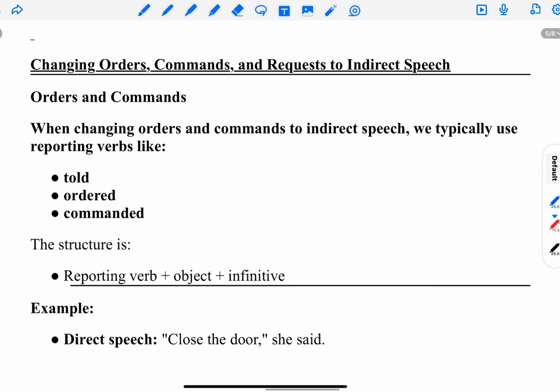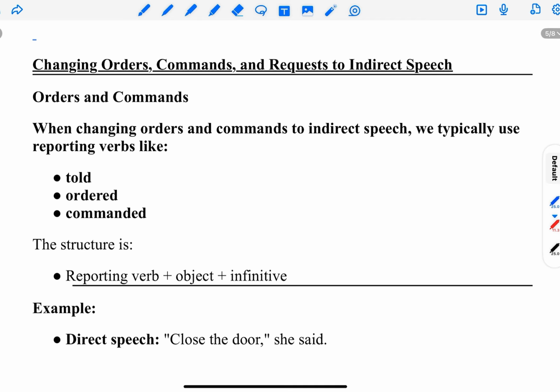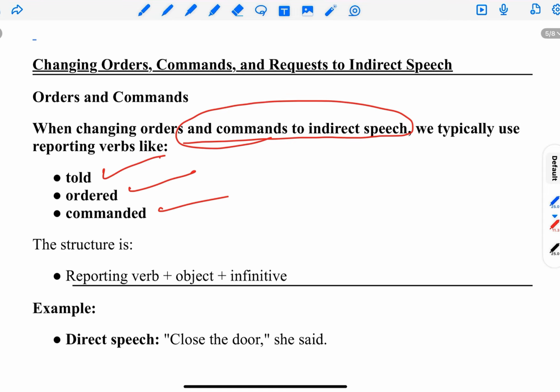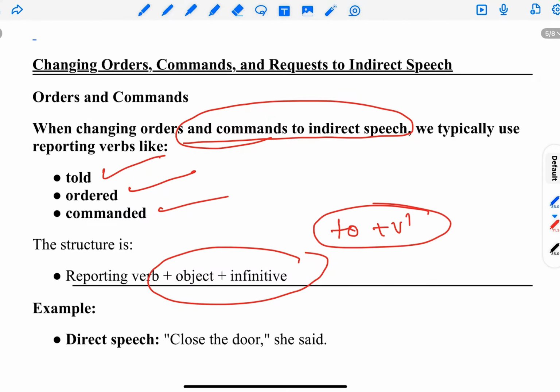Then there are sentences related to orders, commands, and requests. How will you change such sentences? When changing orders and commands into indirect speech, what will the reporting verb be? The reporting verb will be like told, ordered, commanded, and after that an infinitive will be used. What is an infinitive? 2 plus be1 form of the verb is called an infinitive.